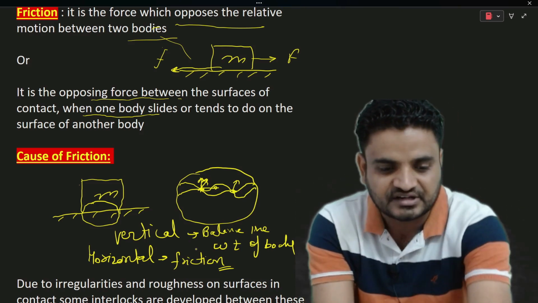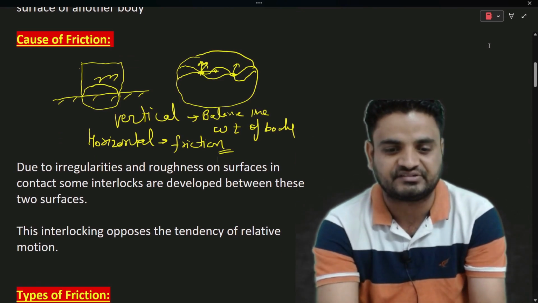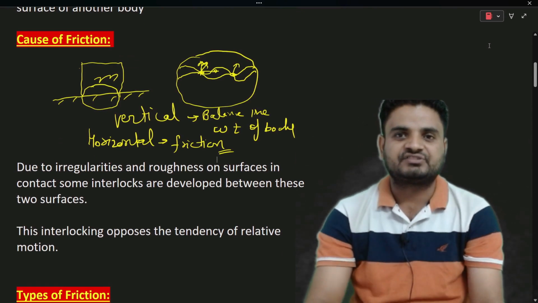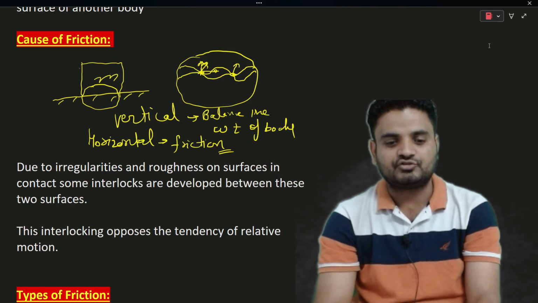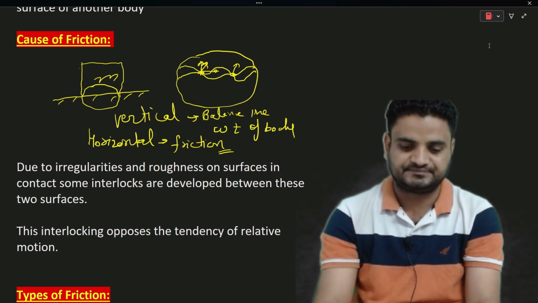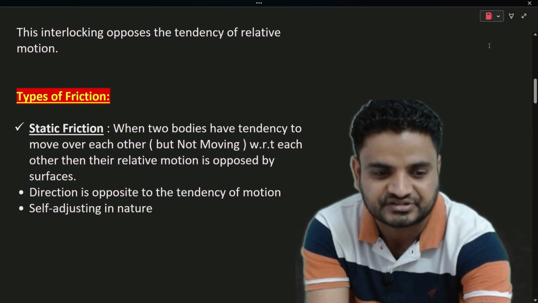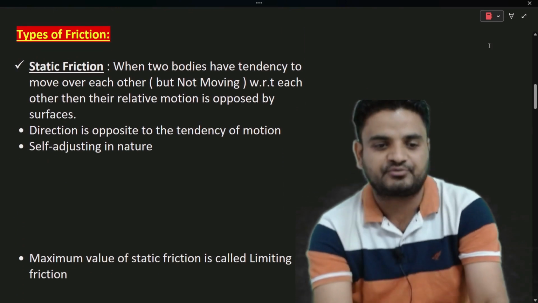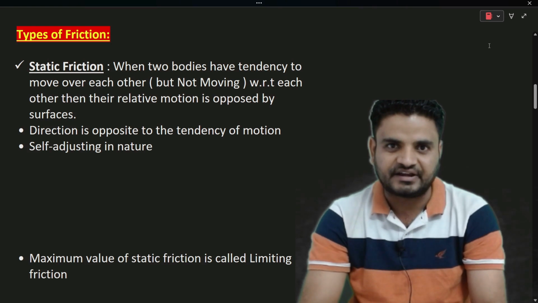So this occurs due to irregularities and roughness on the surfaces in contact. Some interlocks are developed between these two surfaces. So these interlocks only oppose the tendency of relative motion. Okay. Next topic is types of friction. So basically there are two types of friction. First one is static friction and second one is kinetic friction.